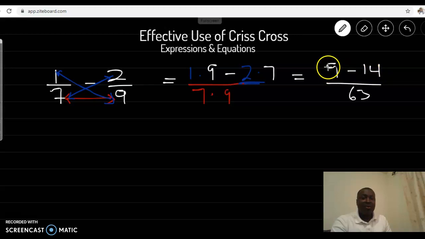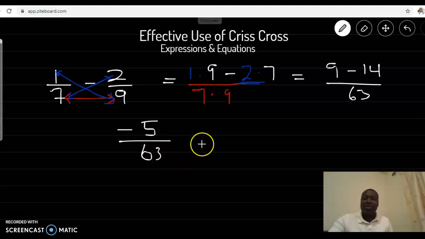Now you compute 9 take away 14, gives you 5, which is negative. And then 63, you bring it here. Ta-da, you're done. So you are able to use this Criss Cross to compute or to evaluate this fraction, which most times is really hard for some students. So this Criss Cross is so powerful.